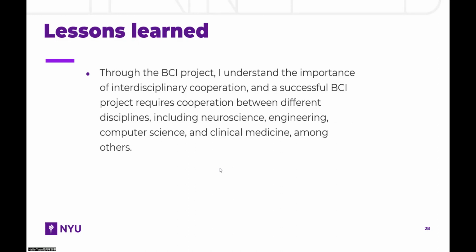Lessons learned through the BCI project. I understand the importance of cooperation, and a successful BCI project requires cooperation between different disciplines, including neuroscience, engineering, computer science, and clinical medicine, among others.